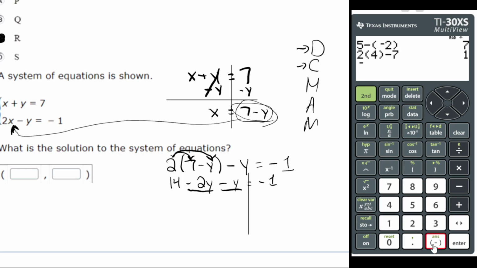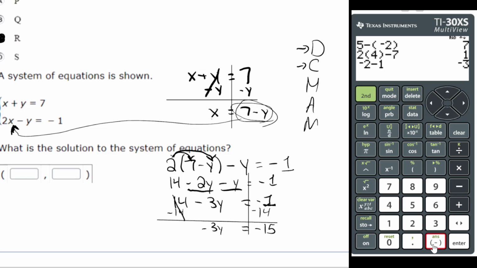minus 1, because if you don't see a coefficient, you assume it to be 1. That gives you negative 3. So we now have negative 3y equals negative 1. Undo our addition and subtraction on the same side of the variable. So we're going to get rid of the 14 by subtracting 14. That leaves us with negative 3y equals negative 15.